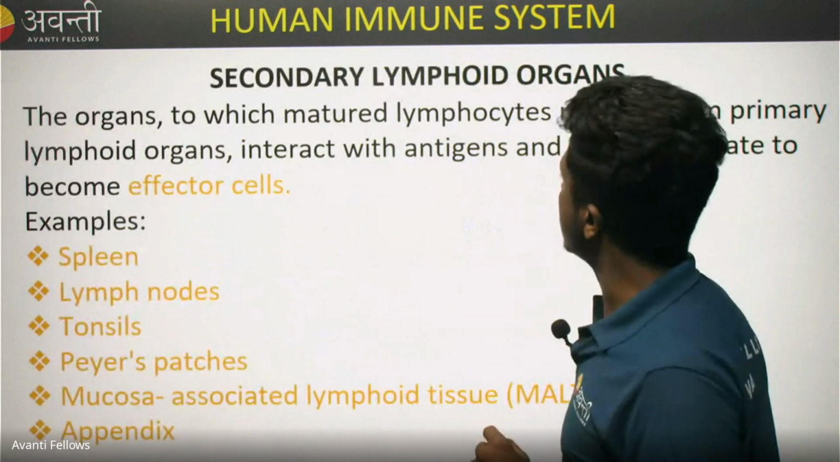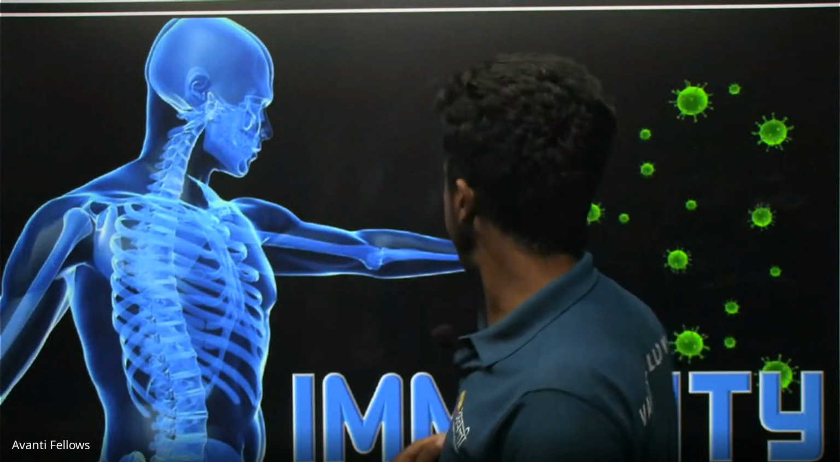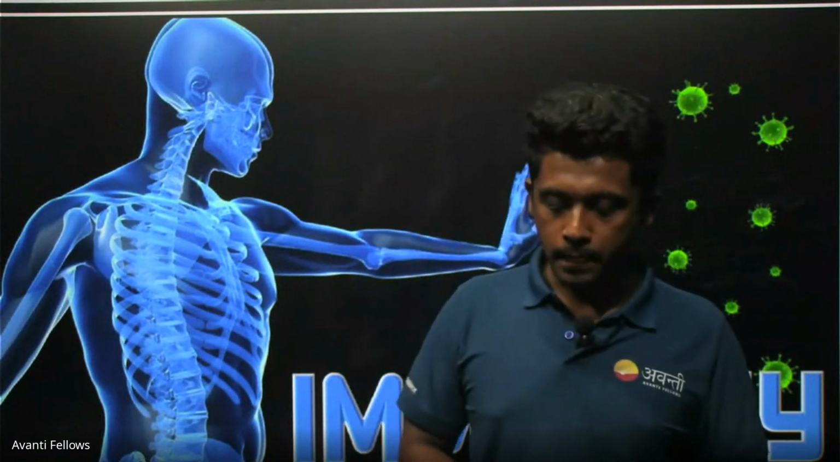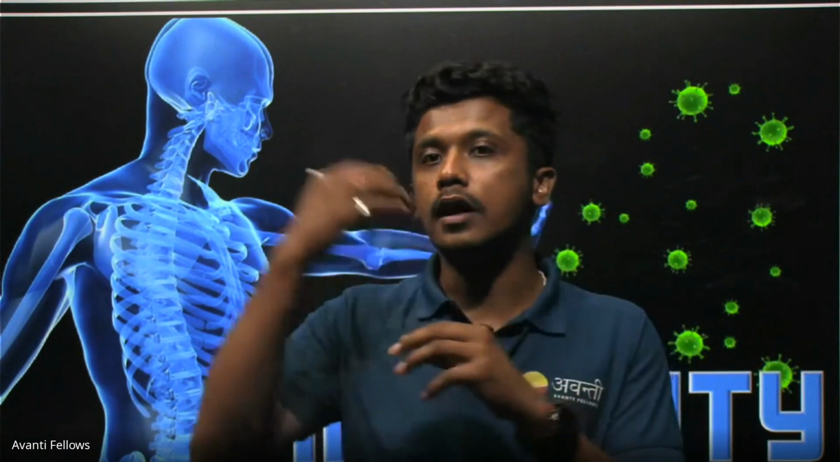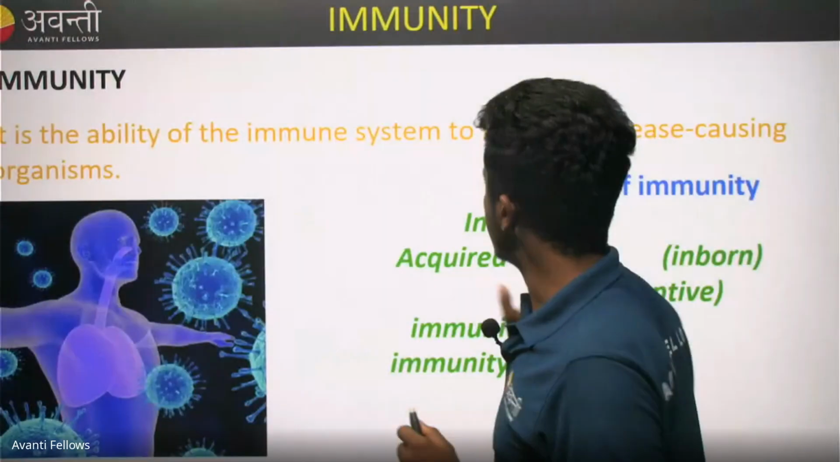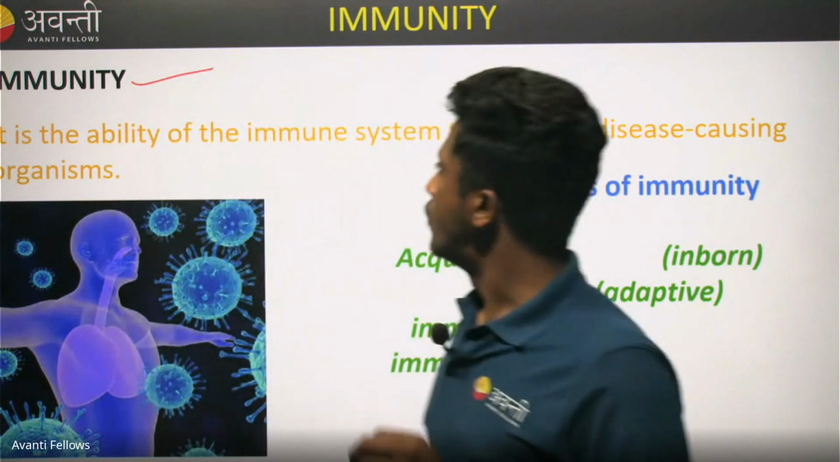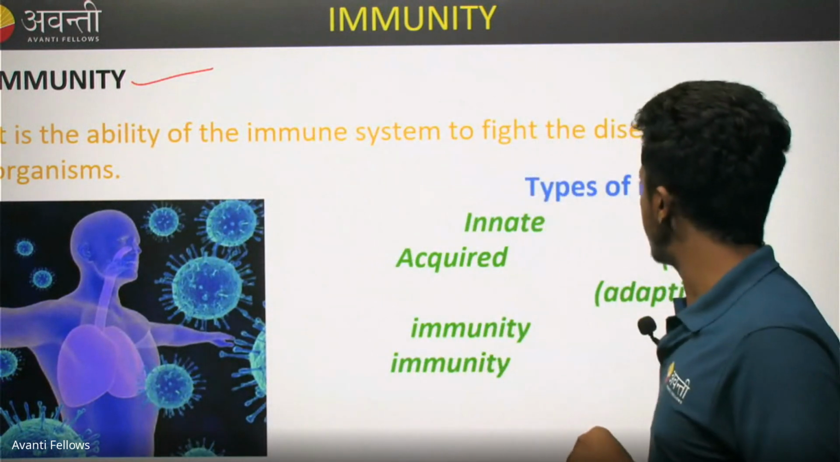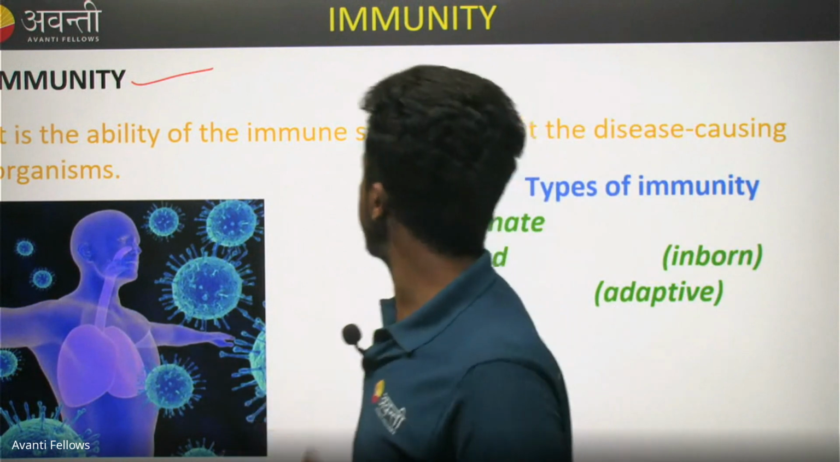Okay. So let us head on to what we have to talk about today. That is immunity. So what is immunity? We know that the immune system gives us defense, right? Immunity is the mechanism of how the immune system performs this particular function. If you talk about immunity or the mechanism of the immune system, we come across two different types of immunity. One is innate immunity, the other one is acquired immunity.